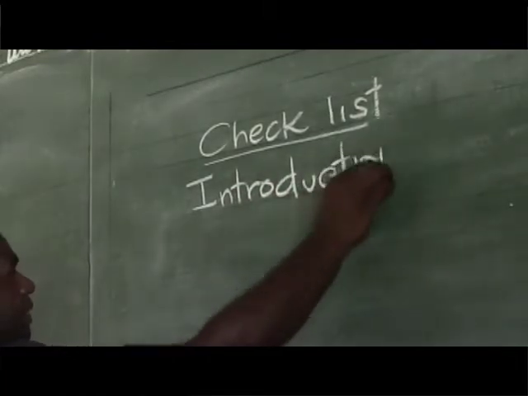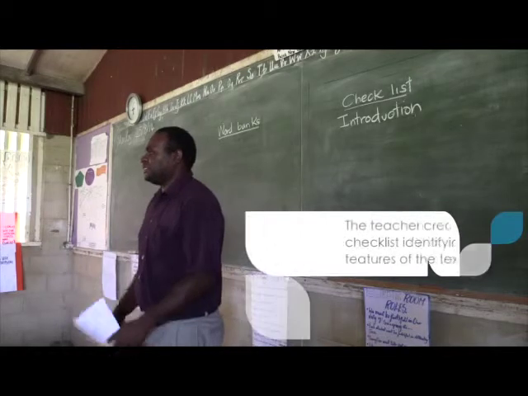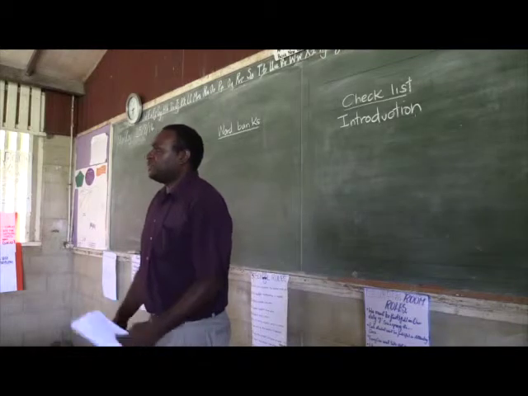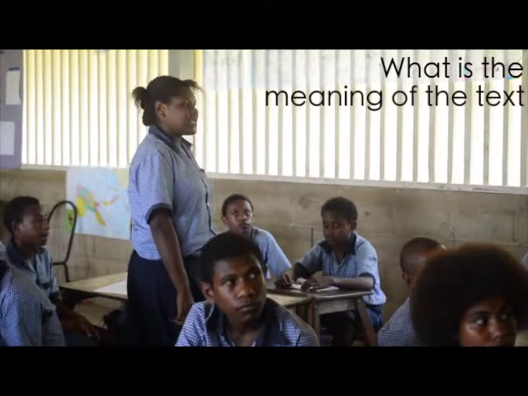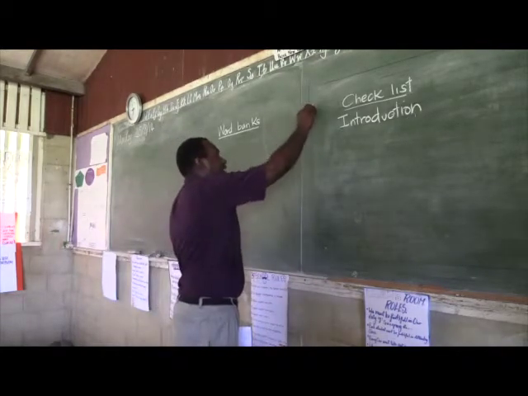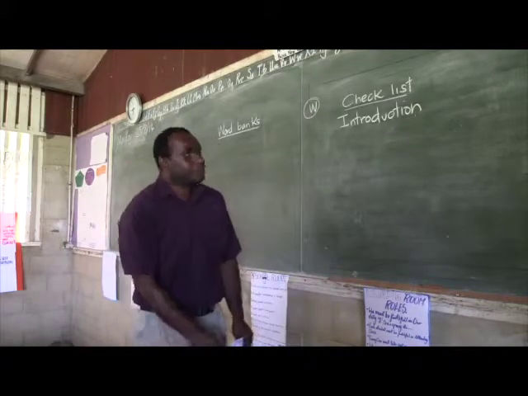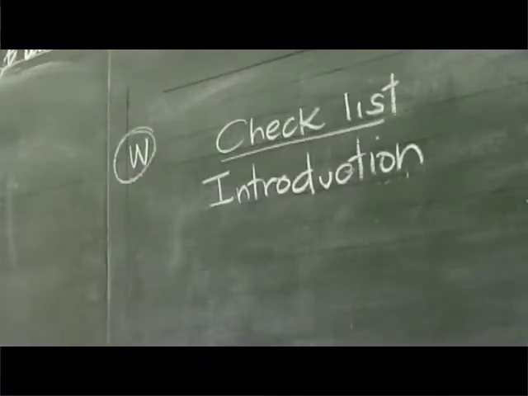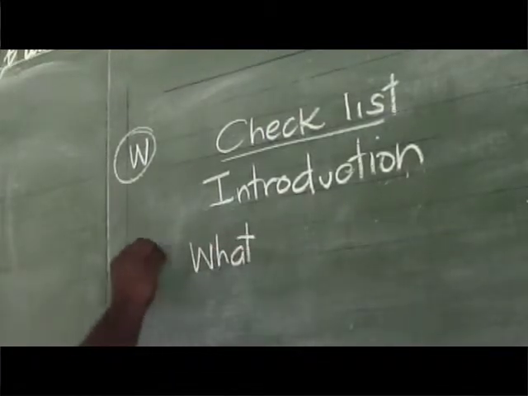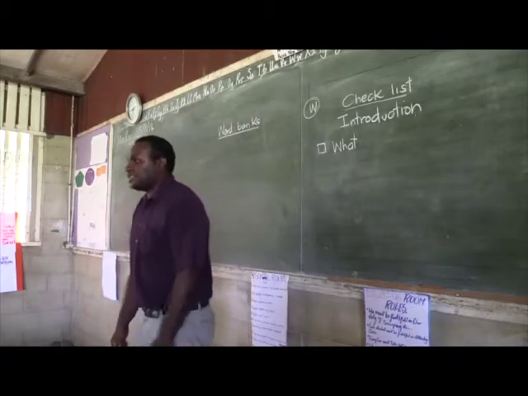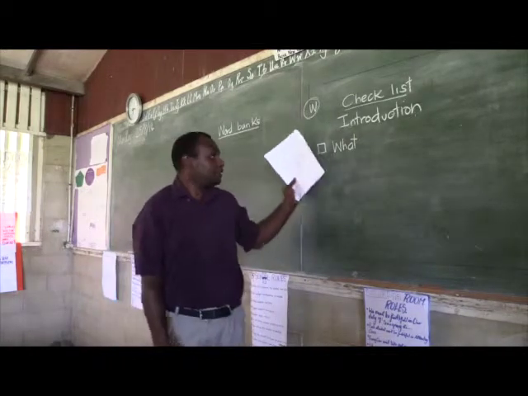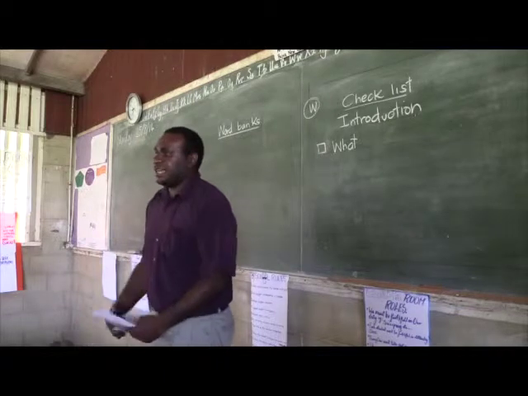Introduction. Can I ask Sarah to tell me, in the introduction, what are some of the things that you find in that text? What is happening? Let's say the text was written using the question tags, what? W. So, Sarah has mentioned one which is what. So we find what in our text that we have just read. So that would be our second part of the checklist.